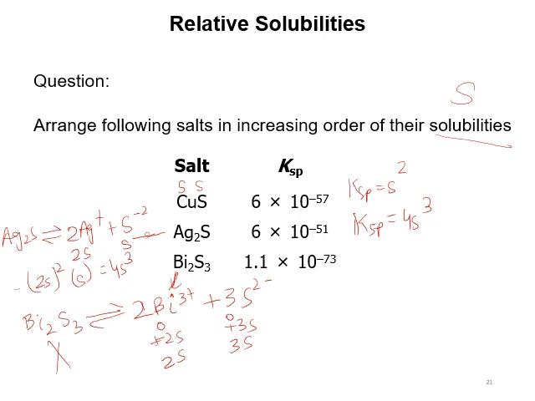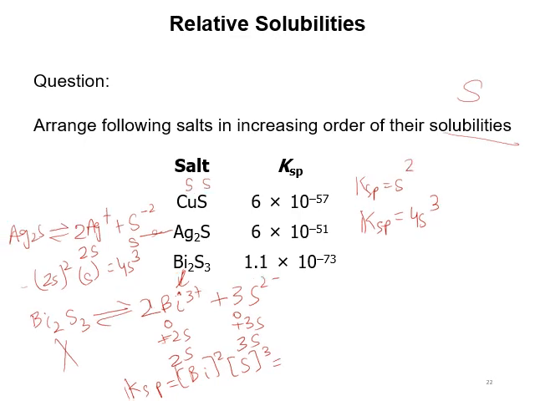So this is 2S, this is 3S, and don't make a mistake here. Make sure you write down the expression of Ksp. Don't go too fast. It's going to be bismuth ion concentration squared times sulfide ion concentration cubed. So that is going to be 2S squared times 3S cubed. That would give you 4S squared times 27S cubed, which would be 108S.